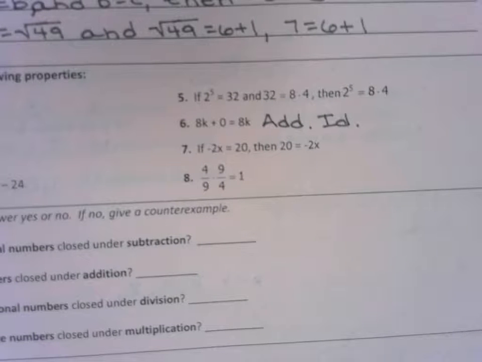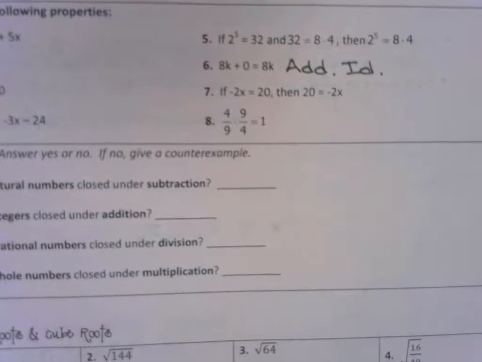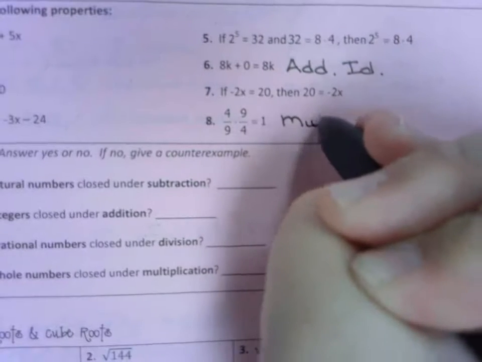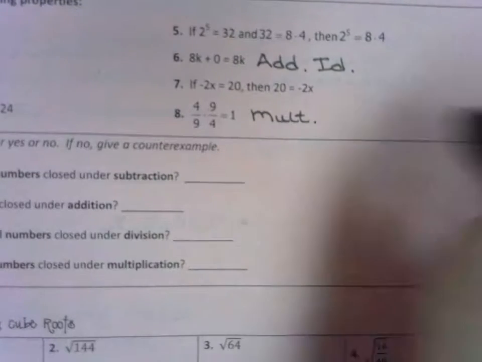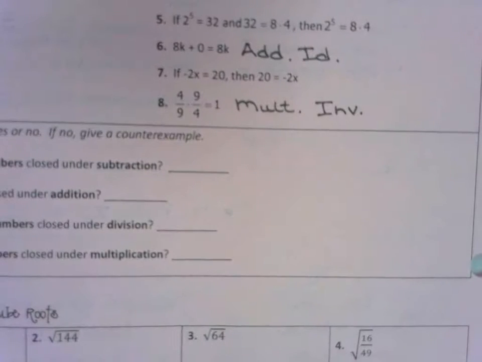I'll do a couple more with you. If I look at 8, 4/9 times 9/4 equals 1. Look at all your properties, and here's a hint. Look at a property that gives me equal to 1. So as I go through my properties, what property gives me equal to 1? Yes. Inverse. It is the multiplicative, because I am multiplying. You can just put MULT. The multiplicative inverse is fine. And they are inverses because the fraction is flipped. 4/9 and 9/4. So it's the multiplicative inverse.